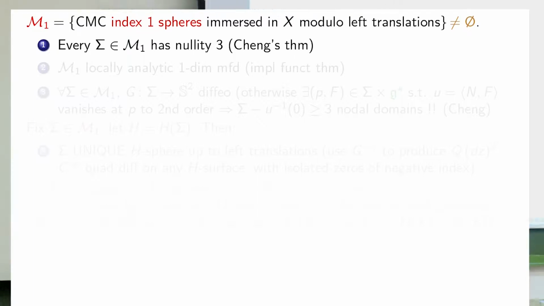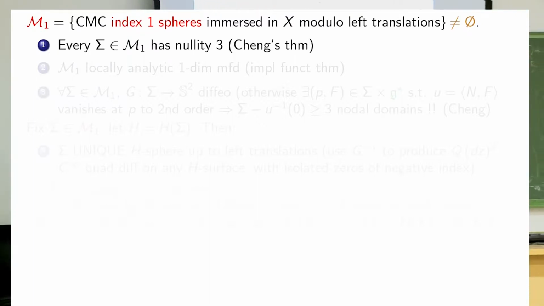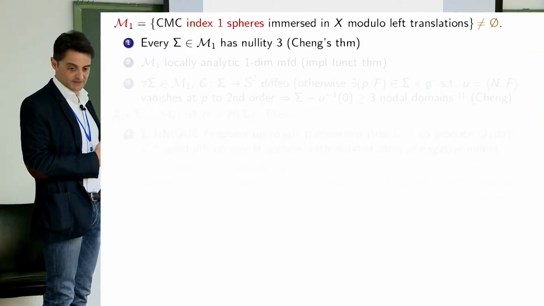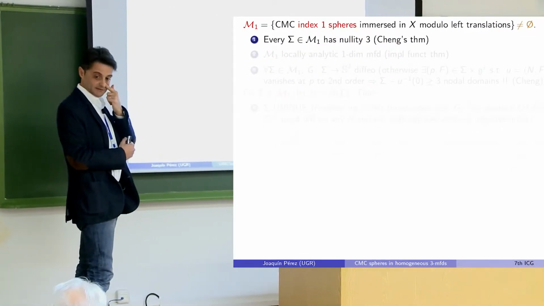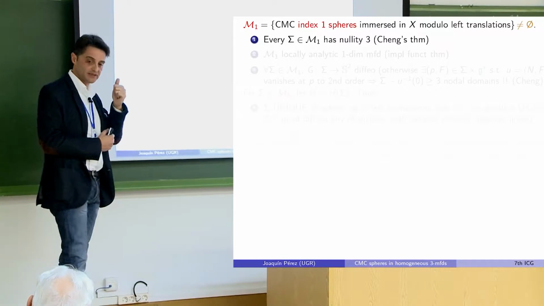So first, I said that the nullity is at least 3. And now I say it has to be 3 for any element in any index 1 sphere. Why? Because Cheng's theorem says that you cannot have more than multiplicity 3 if you have just 1 negative eigenvalue.